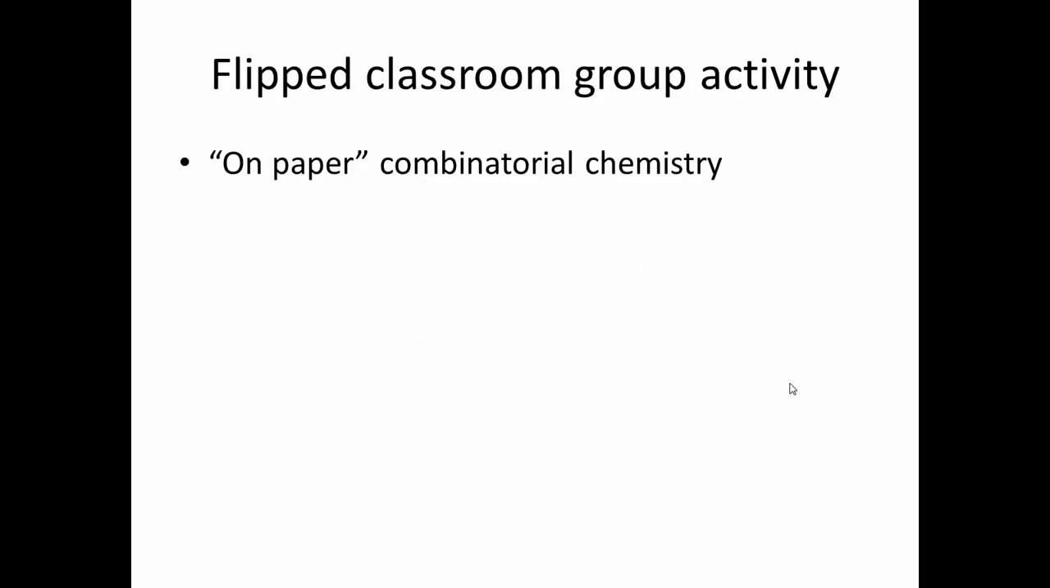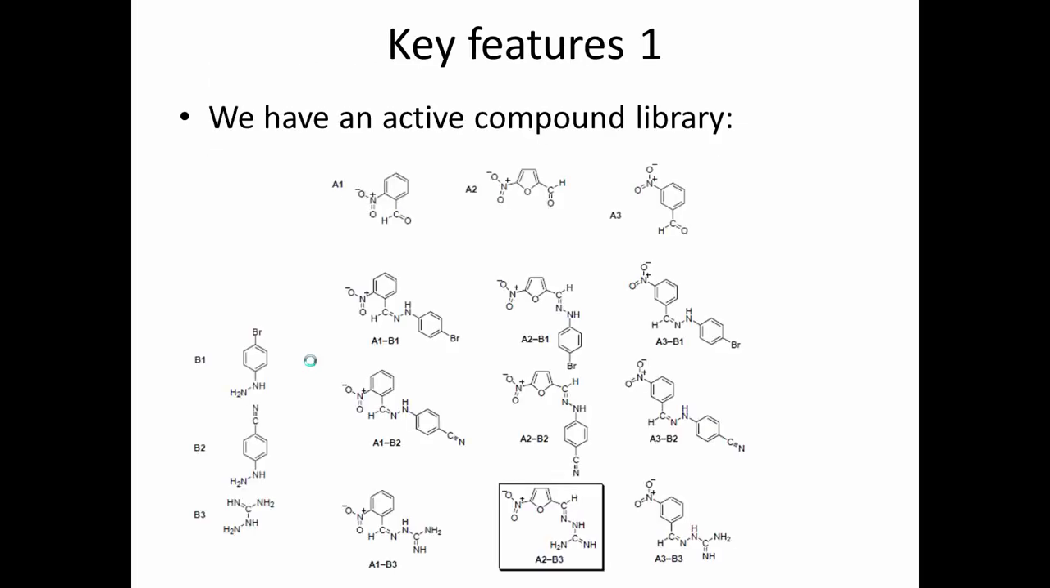Okay, so the flipped classroom activity, what's that all about? Essentially we're going to do on-paper combinatorial chemistry. That's what we're up to here. So we're going to look at making hydrazones. We have a mixture of reactants with which we're going to make mixtures of products. So we have an active compound library here.